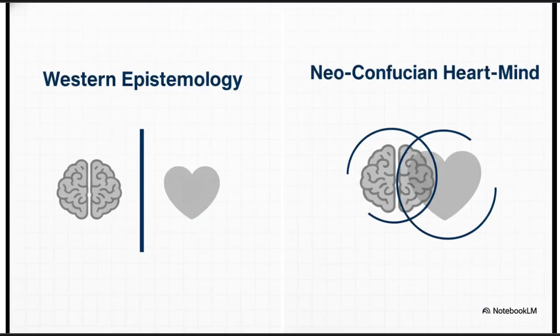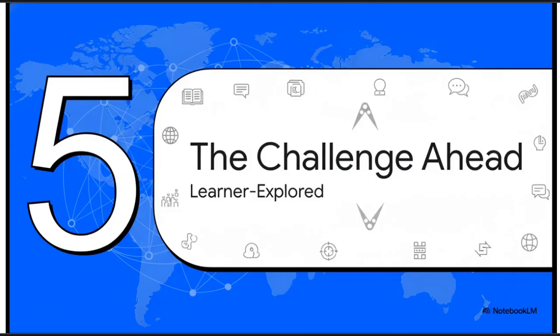And here's a perfect example of why asking that question is so powerful. In a lot of Western thought, we draw this really sharp line between the logical mind and the emotional heart, right? But if you introduce a concept from, say, Neo-Confucian epistemology, you learn about the heart-mind, the idea that logic and emotion are an inseparable, integrated whole. Now, bringing this idea into the classroom doesn't erase Western thinkers. It enriches the entire conversation and gives every student a much more complete picture of what it means to be human.